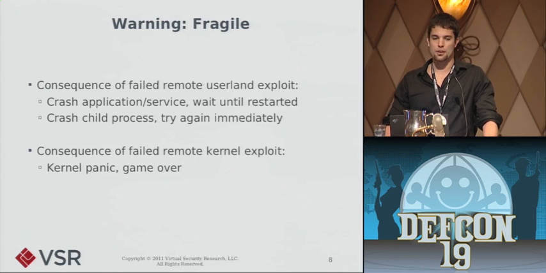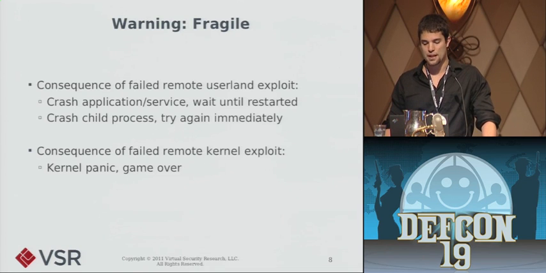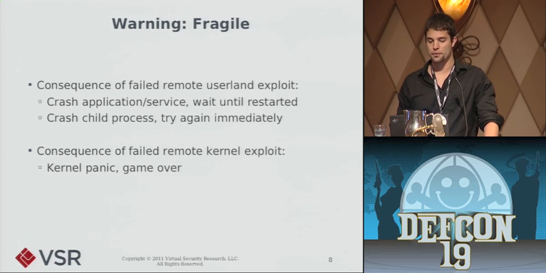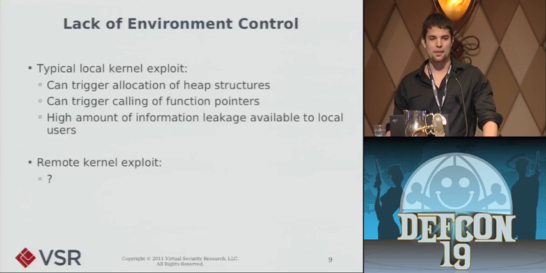If you're dealing with a service that actually forks child processes for each connection, you may not even crash the service itself. You'll just crash the child process, and you essentially have very minimal consequences for failure and can continue to try to exploit it. In contrast, if you fail at a remote kernel exploit, in nearly every case, the kernel's going to panic and the box will fall over. And not only will you have lost your chance to exploit that machine, but you've lost any chance of doing so with any sense of stealth. It's a little bit noisy to crash an entire machine.